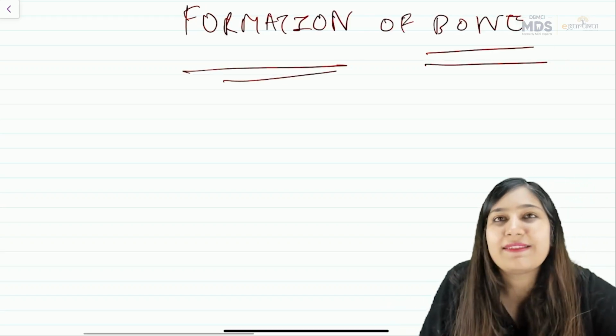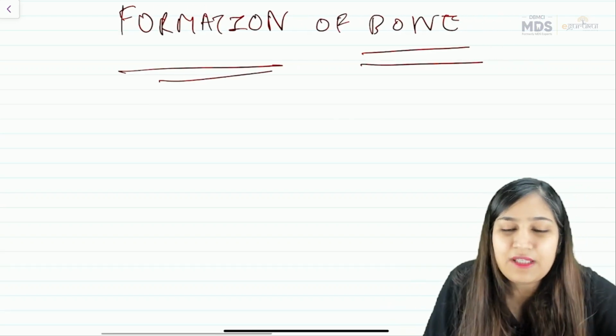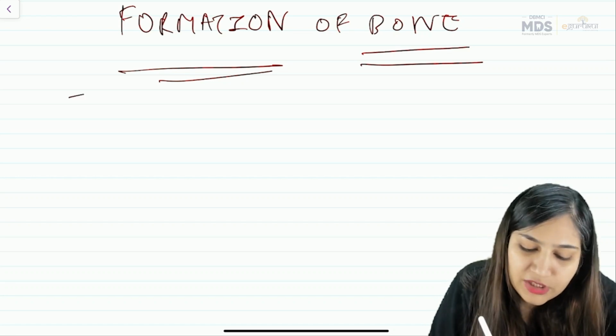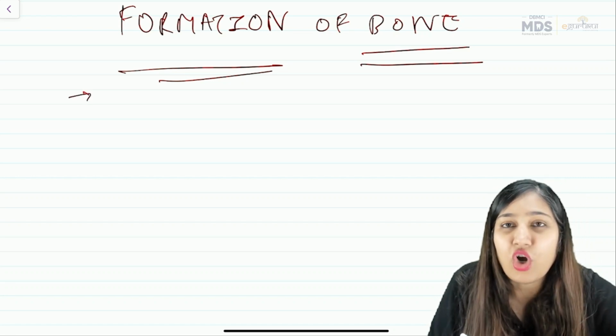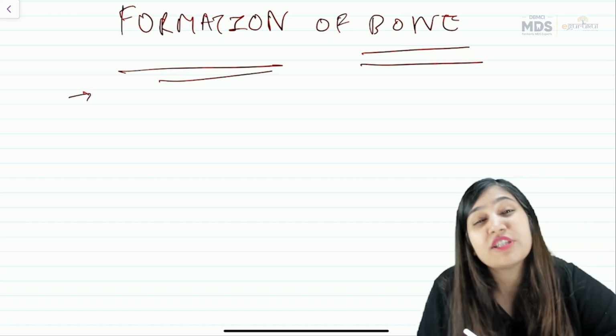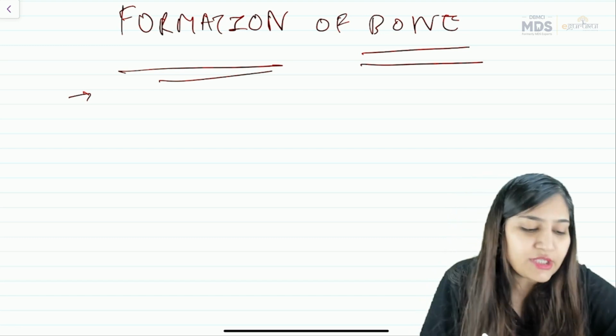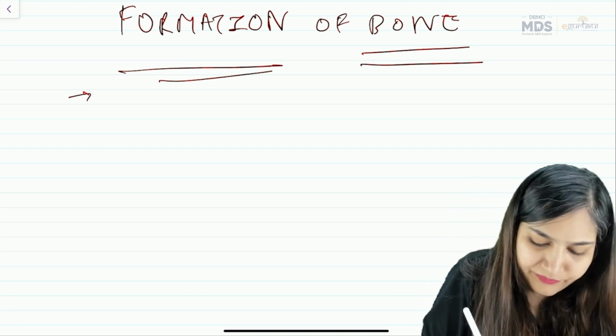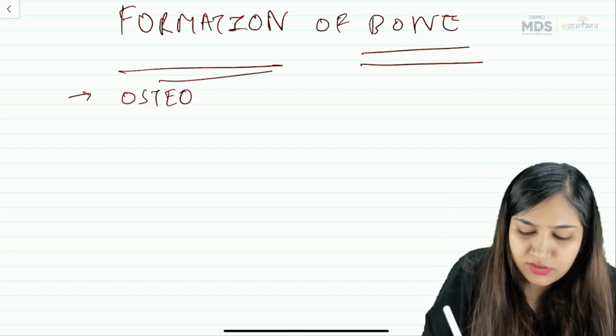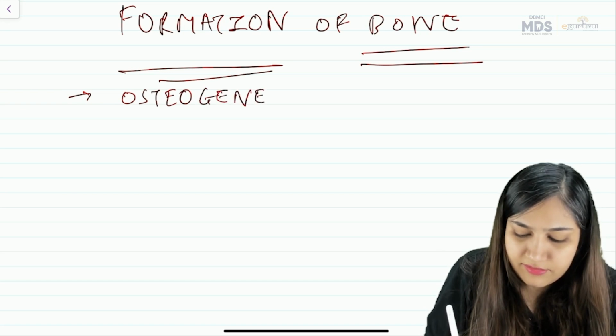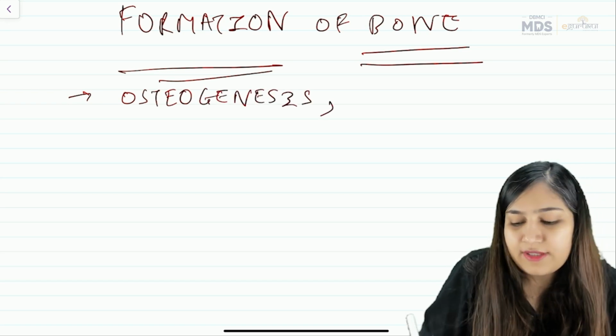Formation of bone, as we have seen, genesis means formation. Bone formation is known as osteogenesis. Osteo meaning bone, genesis meaning formation. So osteogenesis is formation of bone. Also called ossification.